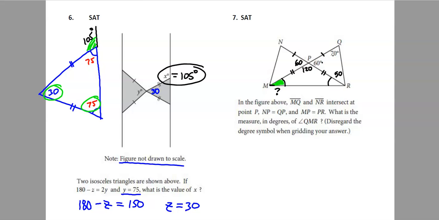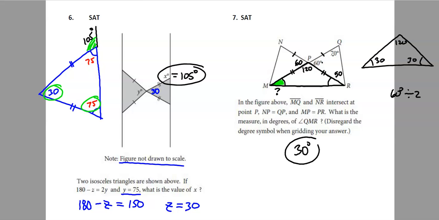Because now if I just focus on this triangle, I have a vertex angle of 120 at the top. These two have to match. Well, there's only 60 degrees left. So if I divide it by 2, it should be 30 and 30. So I think the correct answer here is going to be 30 degrees.